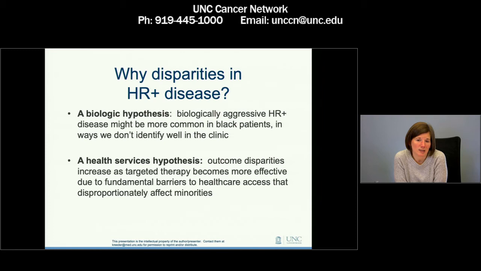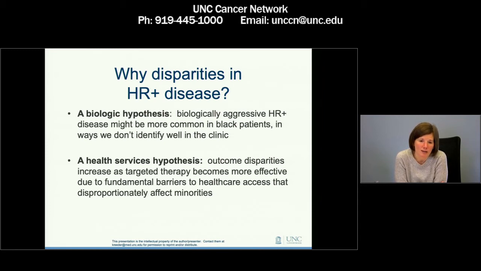So let's imagine that the hormone receptors and the HER2 marker really aren't great ways of understanding all of the biologic differences in a tumor. They may tell us about some of the differences, but maybe there are differences that those markers don't measure. If so, and if some of those aggressive features are more common in Black patients, we may not be measuring disease aggressiveness optimally in the clinic just by looking at hormone receptors and HER2.